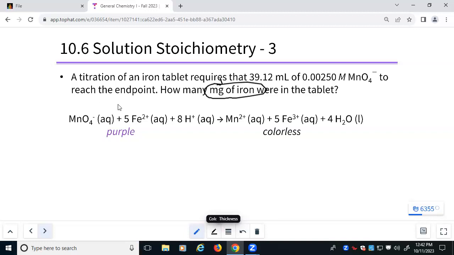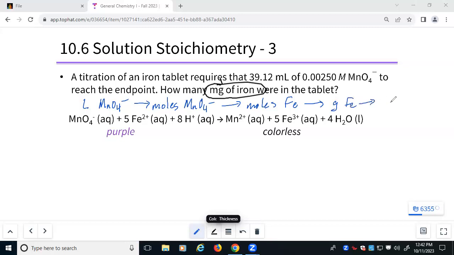In this kind of situation, what I need to do is a more traditional stoichiometry. So I need to turn my liters of permanganate solution into moles, turn my moles of permanganate into moles of iron, turn my moles of iron into grams, and then since it's asking for milligrams, turn those grams into milligrams.